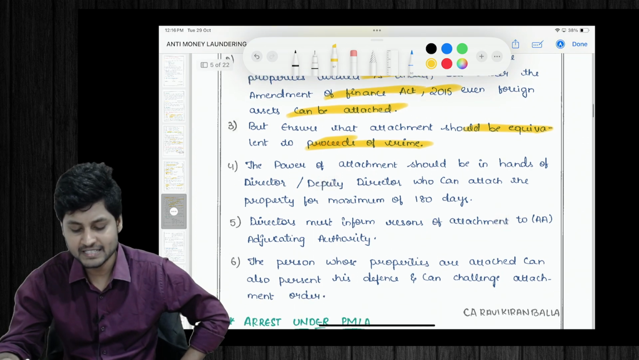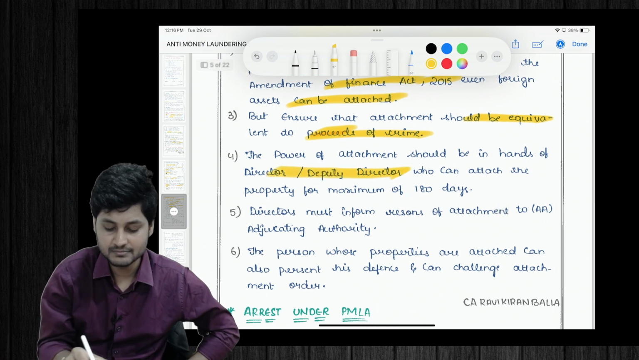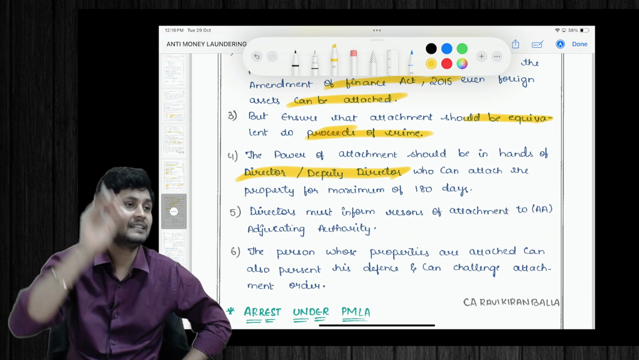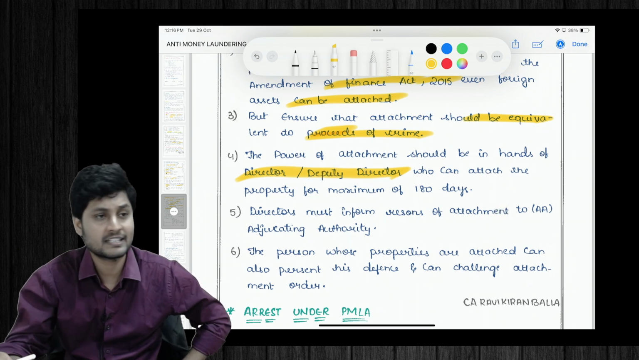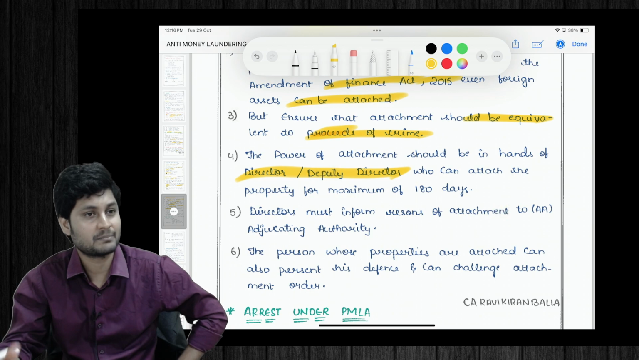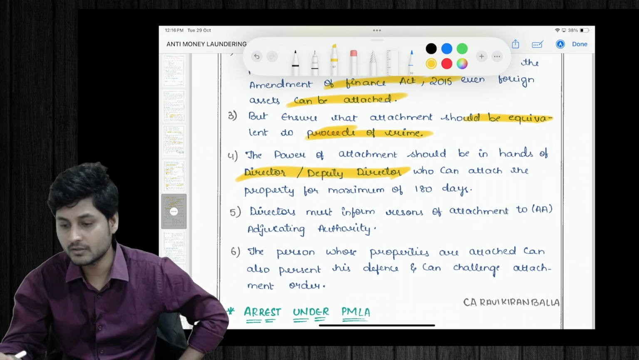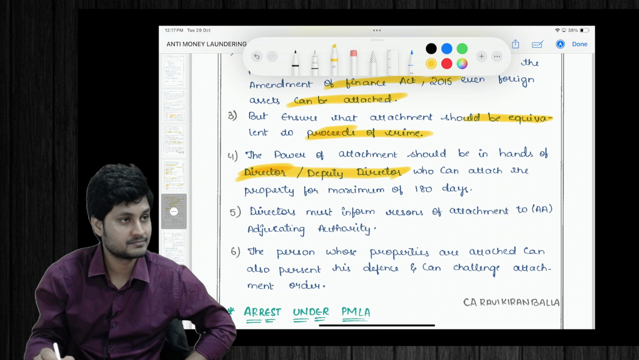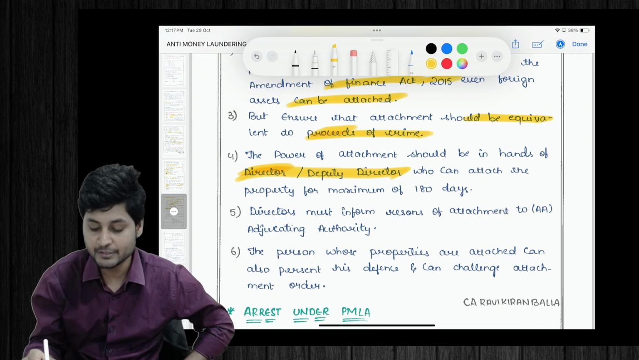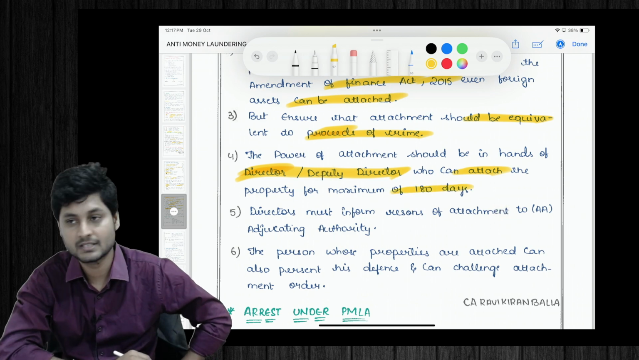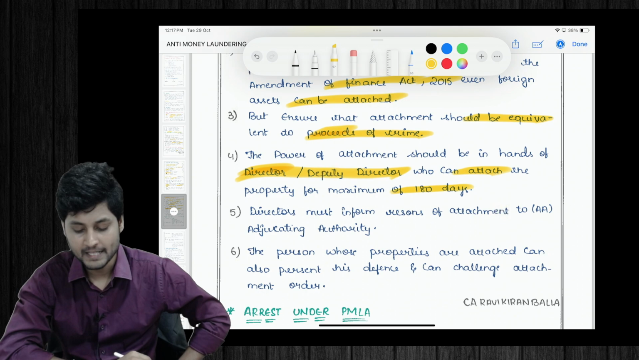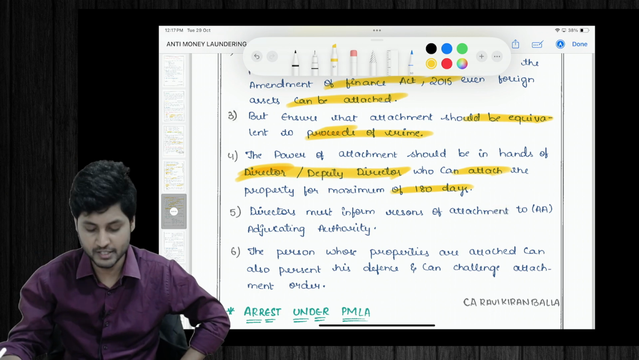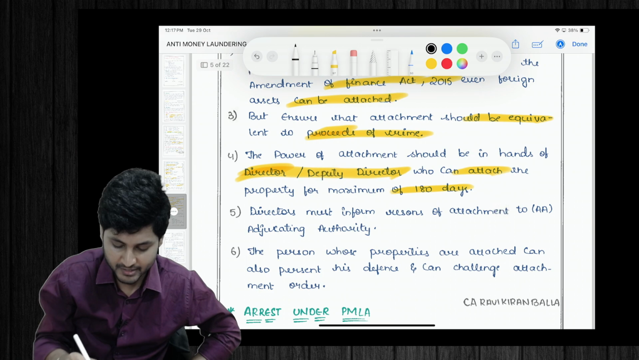The power of attachment should be in the hands of, చెప్పాను కదా, డైరెక్టర్, డెప్యూటీ డైరెక్టర్, దట్ ద డిపార్ట్మెంట్ అథారిటీస్ లో హైరార్కీ విల్ బి దేర్. అందులో హైయెస్ట్ అథారిటీ విల్ బి ఫస్ట్ వన్ అడ్జుడికేటింగ్ అథారిటీ. అడ్జుడికేటింగ్ అథారిటీ అంటే ఫ్యాక్ట్ ఫైండింగ్, కోర్ట్ టైప్. Director or deputy director, and those persons will have that authority to attach the property for a maximum period of 180 days. Okay, directors must inform the reasons to first highest authority, adjudicating authority.